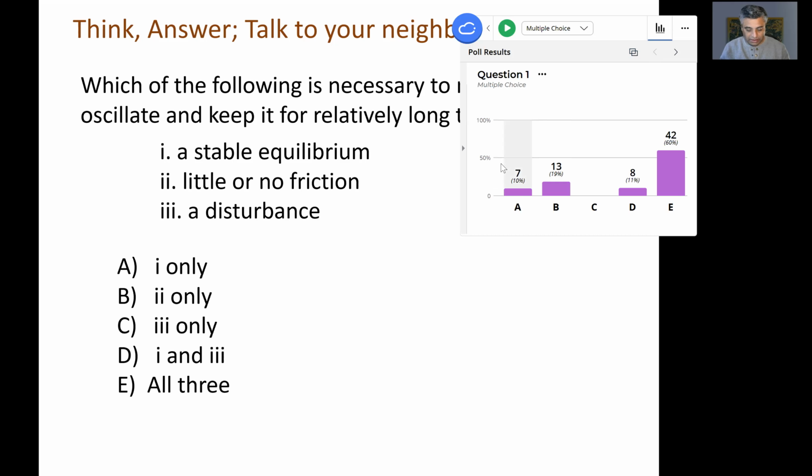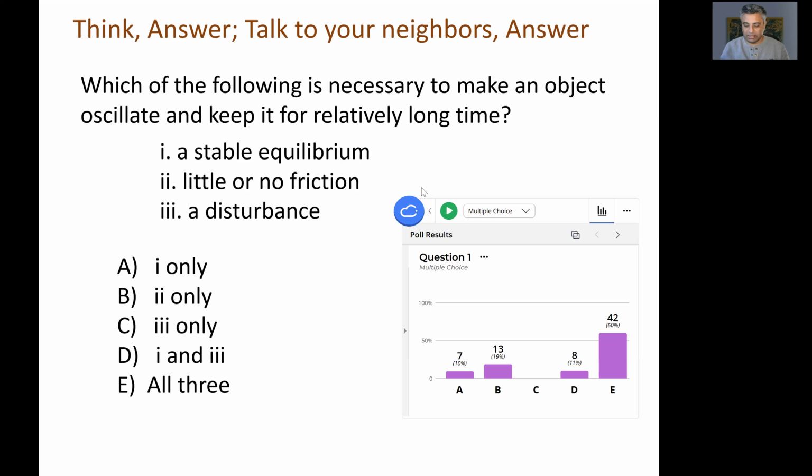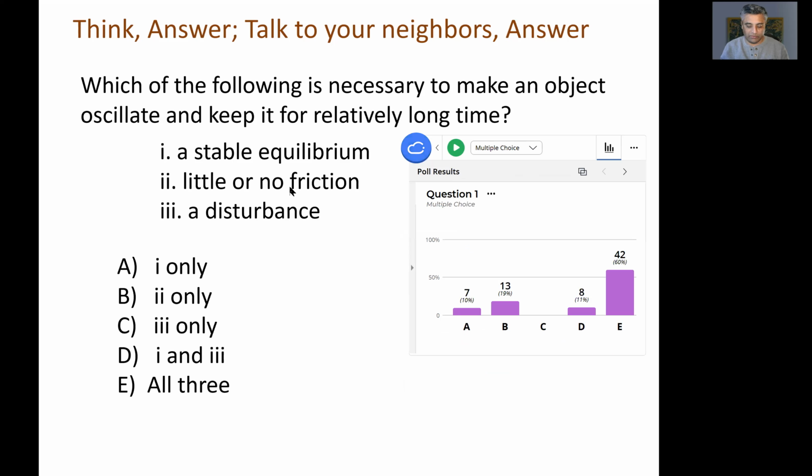So I think that's the response. A stable equilibrium. If there is no stable equilibrium, it's going to just run away, not going to come back. So there's not going to be oscillation, right? So little or no friction. If there is too much friction, then what's going to happen? It's not going to oscillate for a relatively long time. So we are looking for a relatively long time, so we don't want that one either. Large friction either. So that means 2 seems to be correct as well.